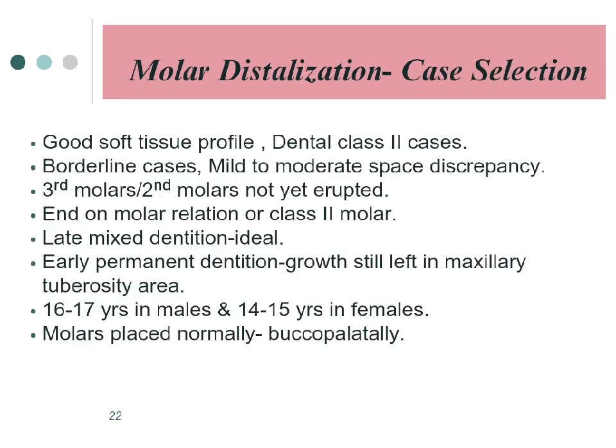The criteria to be followed during case selection for molar distalization are good soft tissue profile, dental class 2 cases, borderline cases, mild to moderate space discrepancy, third molars or second molars not yet erupted, end-on molar relation or class 2 molar relation, late mixed dentition which is ideal, early permanent dentition, growth still left in the maxillary tuberosity area, 16 to 17 years in males and 14 to 15 years in females, and molars placed normally buccopalatally.